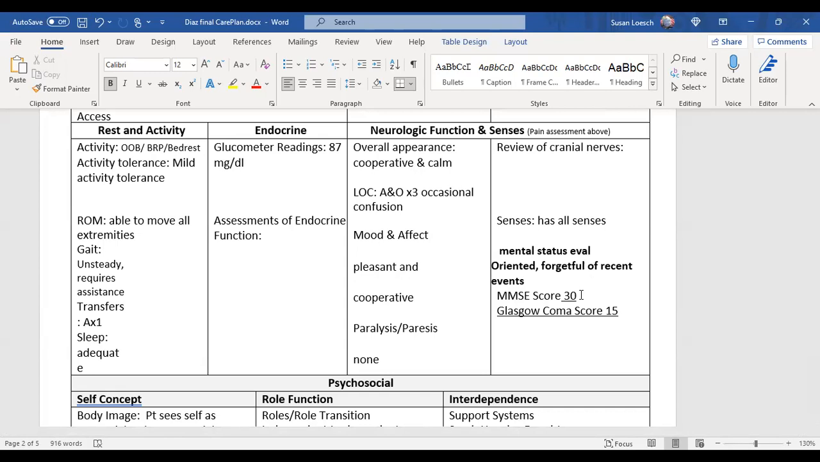You should have a glucometer reading. You wouldn't have an endocrine assessment. And neurologically, I want to know from your perspective of talking to this patient, how did they appear? And you'll see that in a second when we go into VSIM.